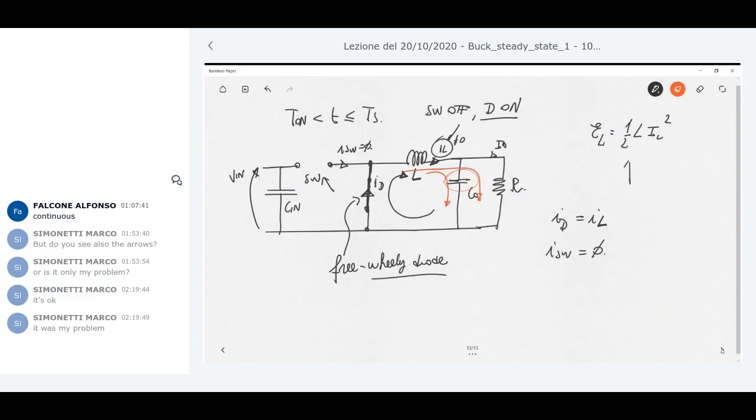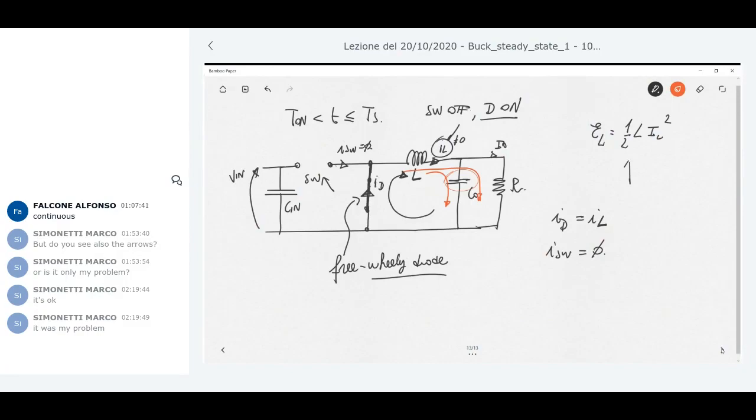Okay? While in the previous phase the input provided the energy to the output side of the converter, now it is the output side, the reactive elements that stored energy in the previous phase, that now release the energy to the load, maintaining the load voltage constant.